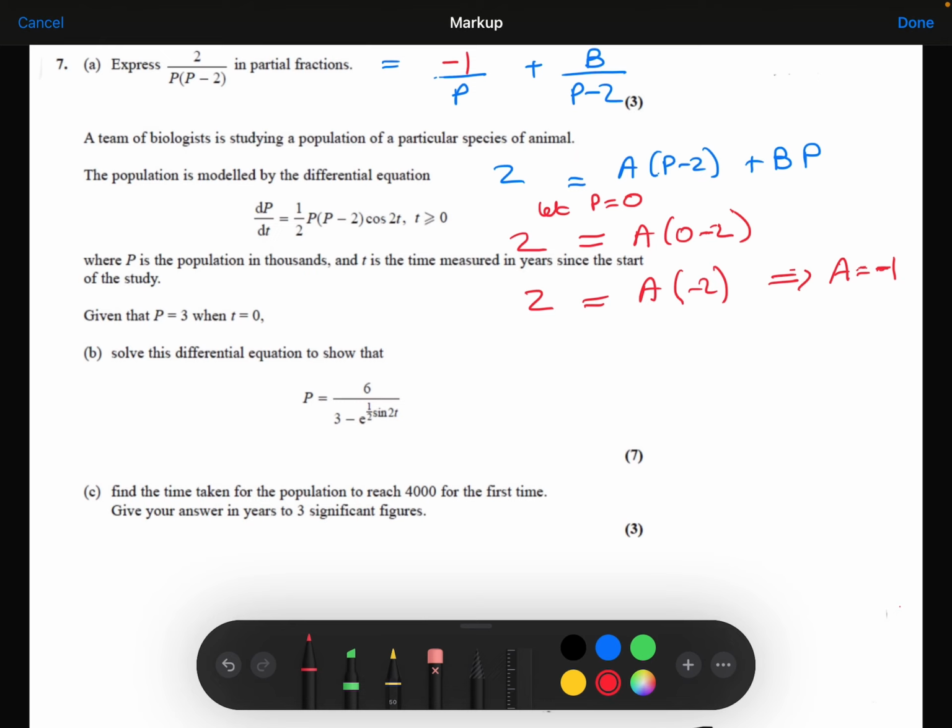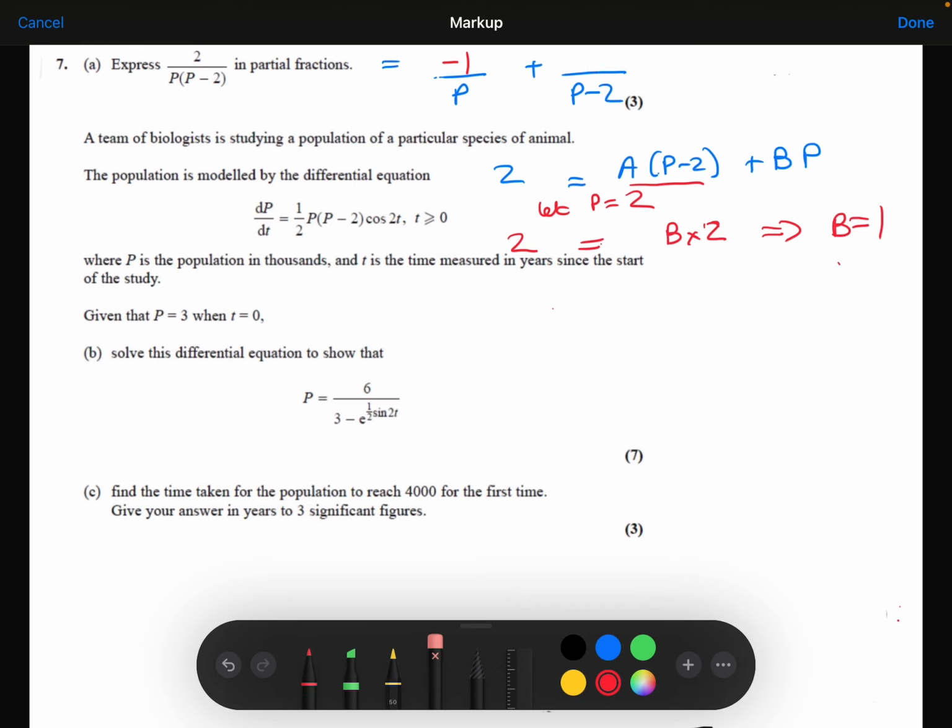Right, let's now work out the b term. So this time I'm going to let p be 2. The reason why I've chosen 2 is it's going to make this a term become 0 and allow me to work out the b term. The left-hand side is just 2. And the right-hand side, like I say, the a term has disappeared and I just get b times p. So b times 2. So clearly the b will have to be 1. So now I can put that in my partial fraction.